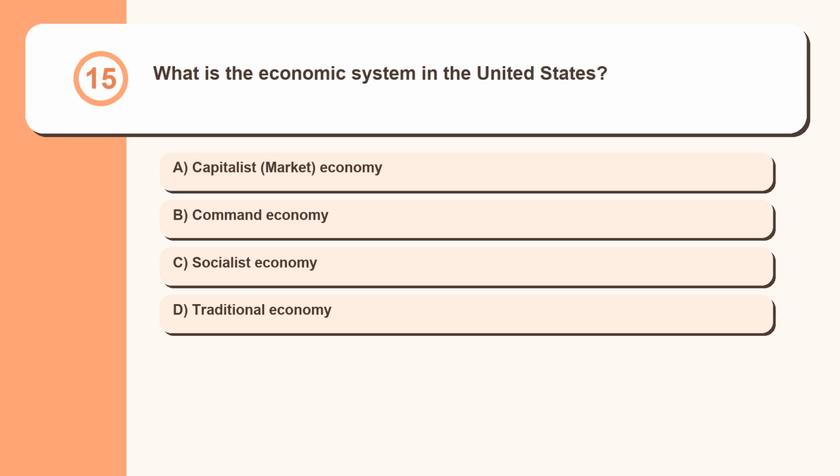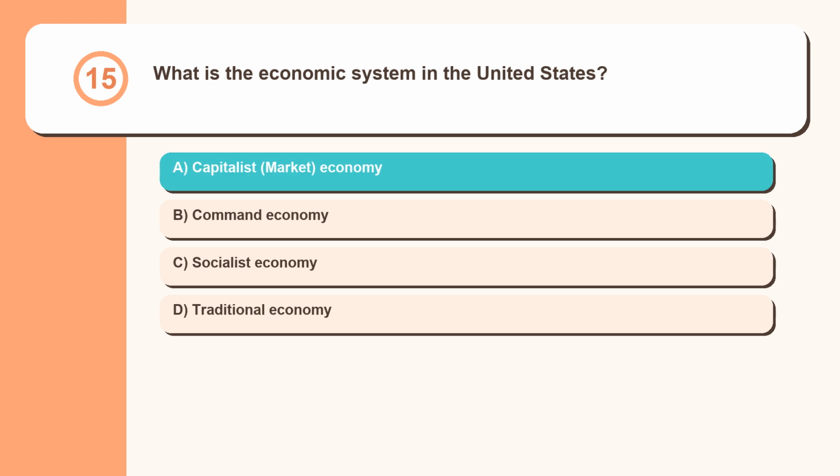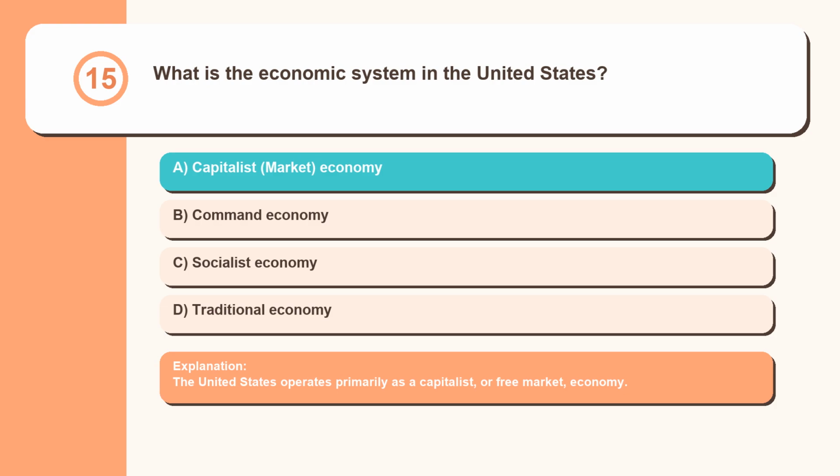Question 15. What is the economic system in the United States? Capitalist or market economy, command economy, socialist economy, traditional economy. The United States operates primarily as a capitalist, or free market, economy.